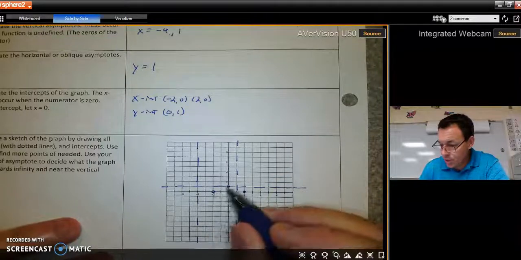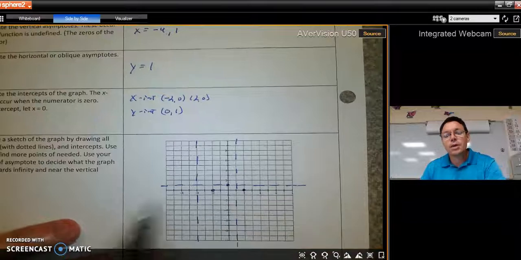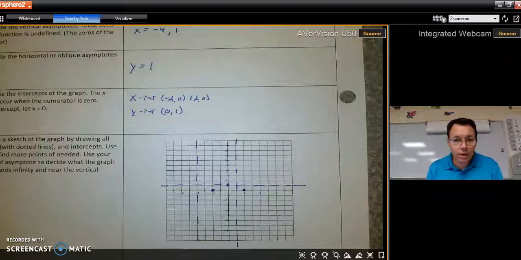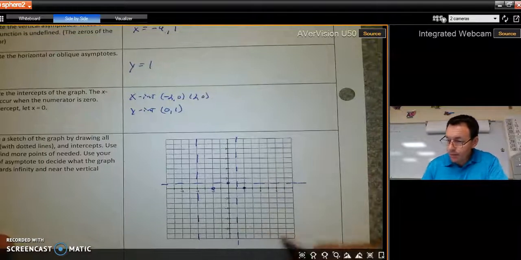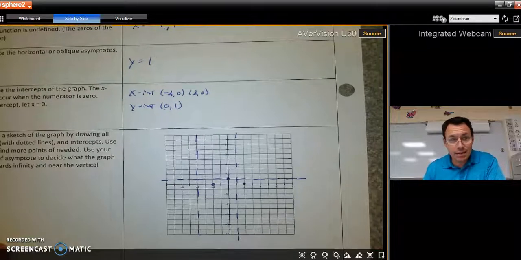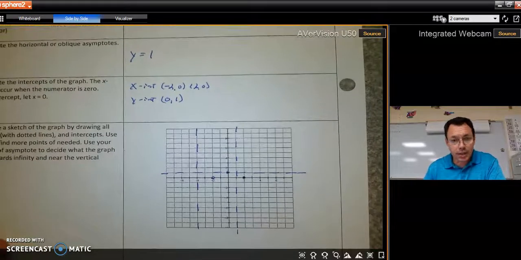I got this y-intercept, I got these x-intercepts, but I also have the fact that my graph is not allowed to cross my vertical asymptotes. Okay, so what do we know about this graph? Now, this is it. This is all we know. But there's actually some sneaky things we can figure out. But let me tell you this right now.